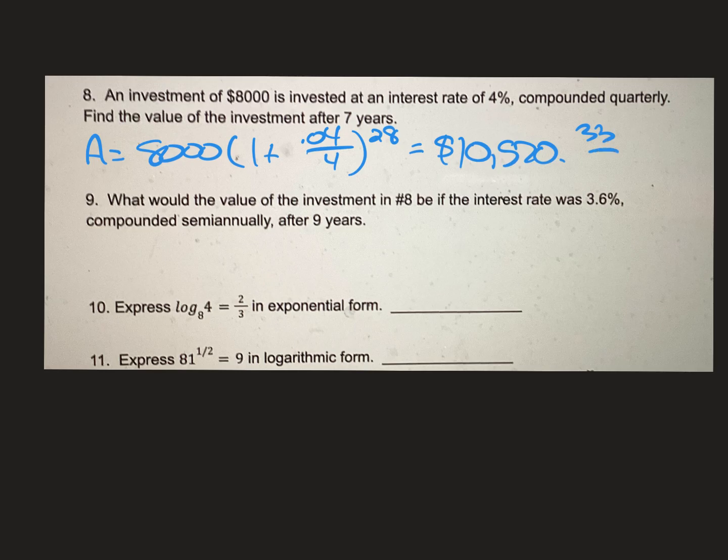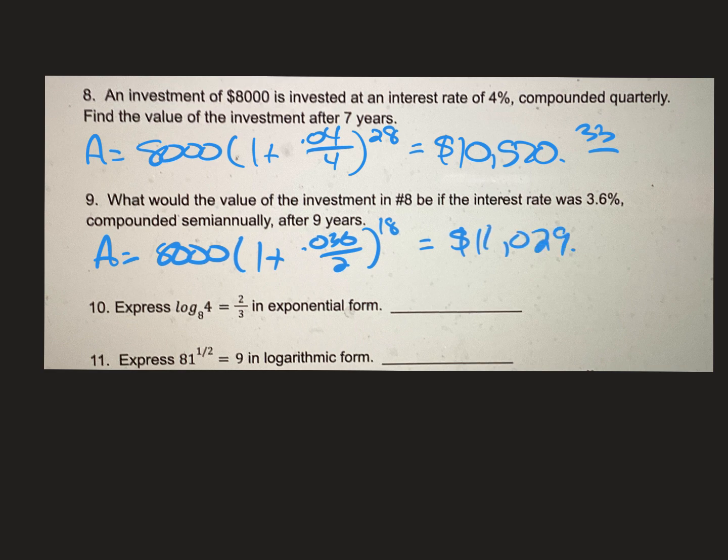Number 9, what would the value of investment number 8 be if the interest rate was 3.6% compounded semi-annually after 9 years? Same deal, same numbers, different rate. Semi-annually is 2. 9 years, 9 times 2 is 18. My exponent is 18. Give me a second to punch that in. And I'm getting $11,029.35.